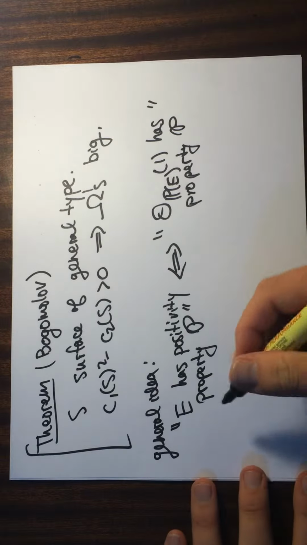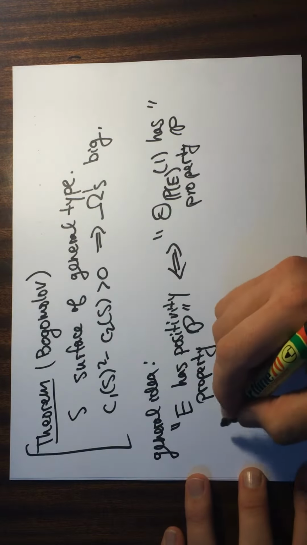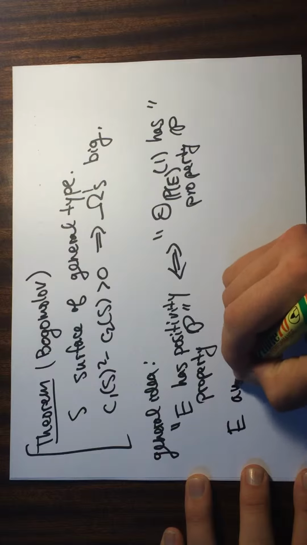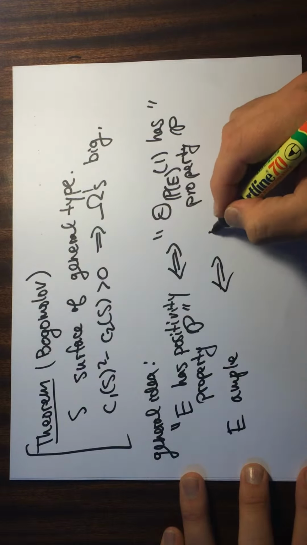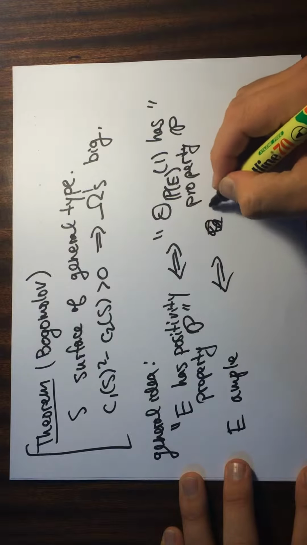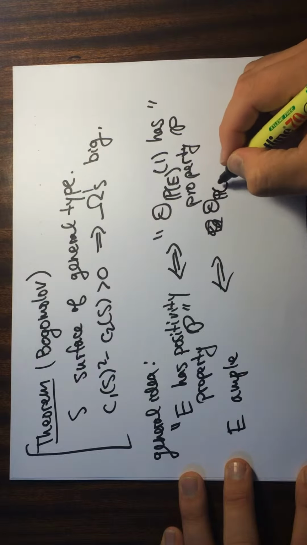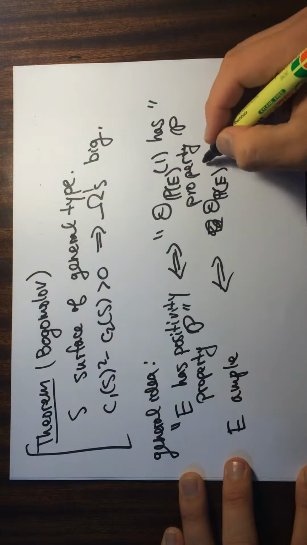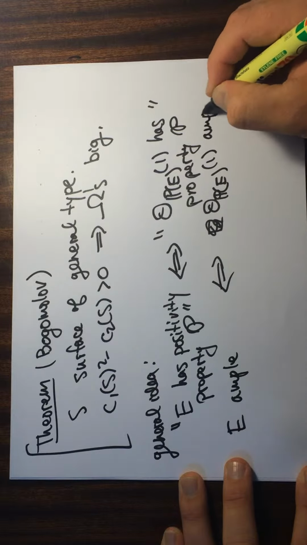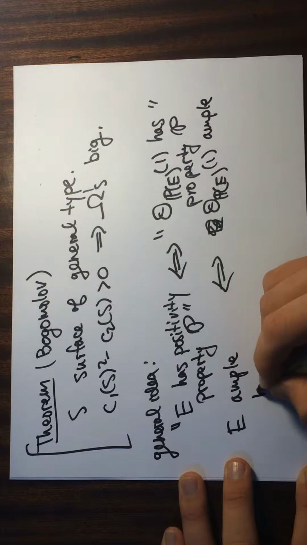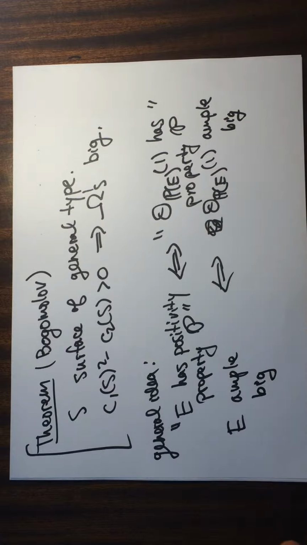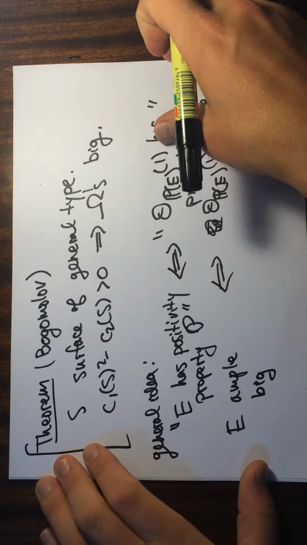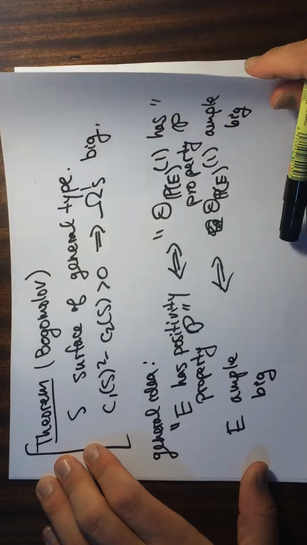Okay, so for example, E is ample if and only if O of P of E of 1 is ample. Or, say, big. So this is the general setup. Let me remind you what big is for line bundles.